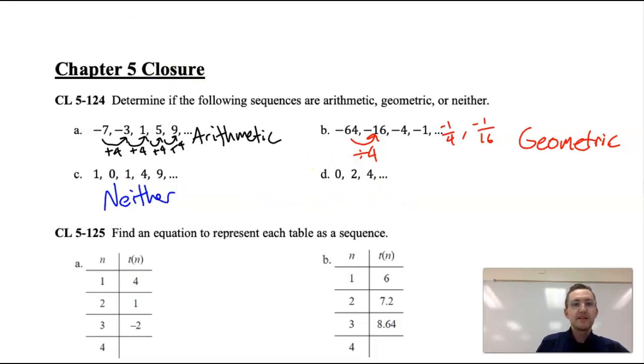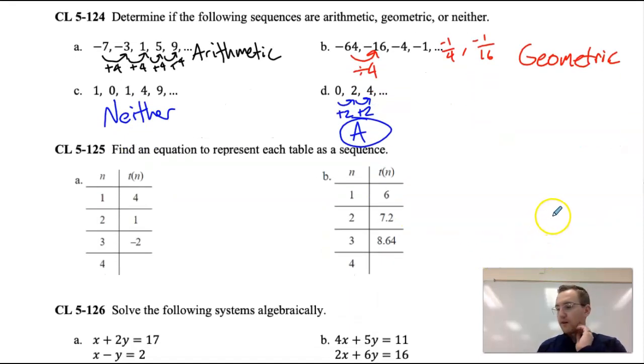And then last but not least, let's look at the difference for part D. We go from 0 to 2, 2 to 4. 0 plus 2 gets us to 2. 2 plus 2 is 4. So again, our pattern here is +2, so this is going to be arithmetic. And I'm just going to write A. That's a long word to write.